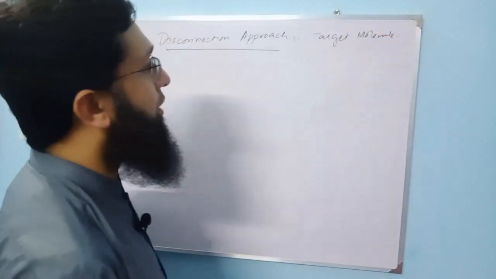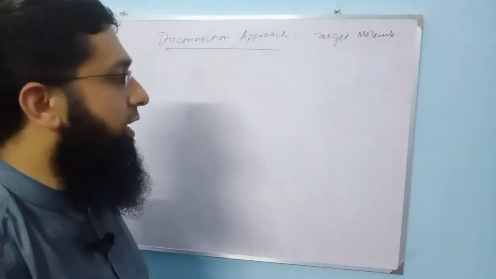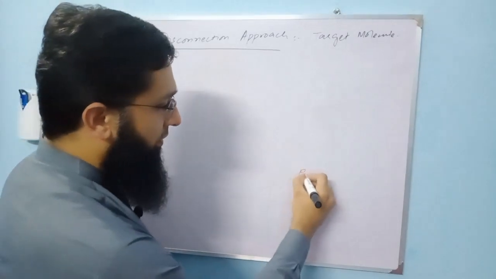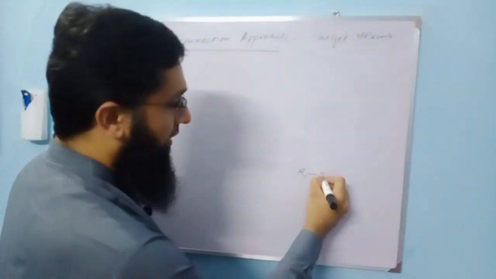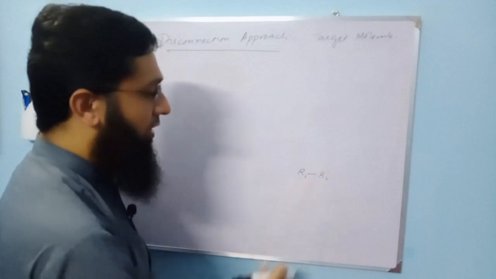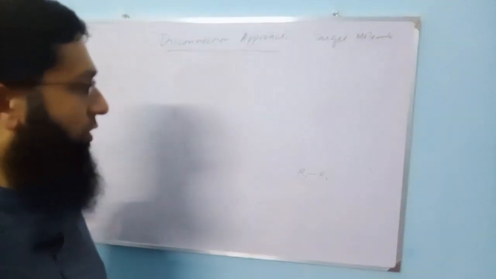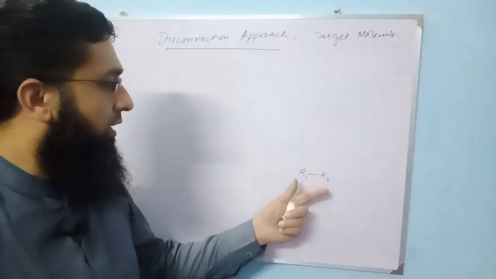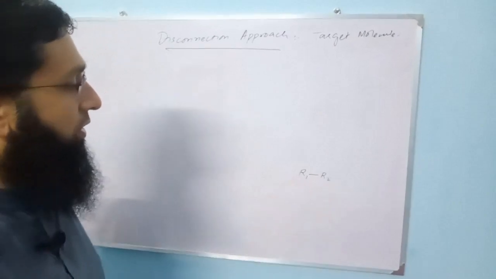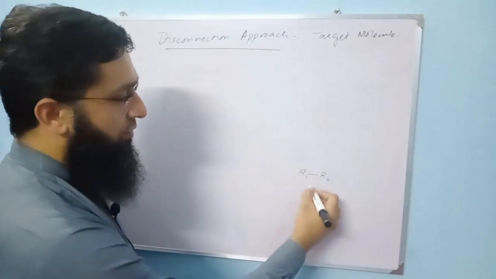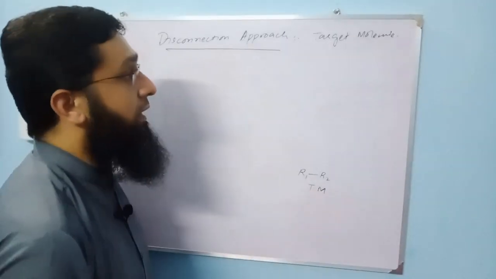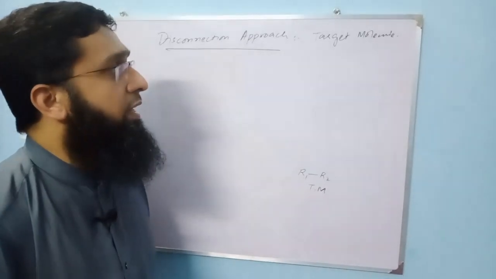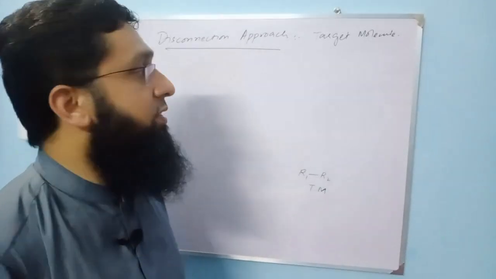I would like to elaborate these terms using an example. For example, we have R1, R2. R1, R2 is connected through a bond. This is one molecule, and this molecule has to be synthesized. We call it as target molecule. So target molecule is the molecule to be synthesized.